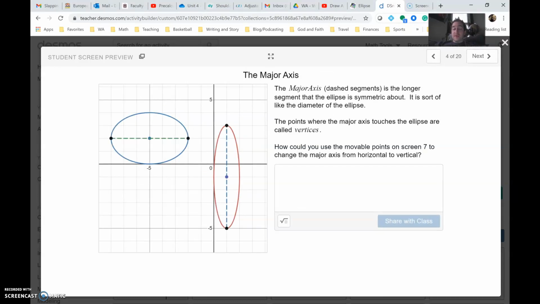It introduces you to different terminologies, the major axis and the vertices. If it's a tall ellipse like this, then the major axis is that length up and down, and the point (1, 3) and the point (1, -5), those are the vertices. If it's running horizontally, then these are the vertices, (-8, 2) and (-2, 2). So there's some new terminology.